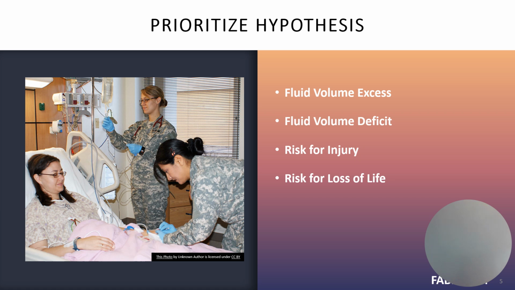So now we need to prioritize the hypothesis. We know these women are going to have fluid volume excess related to fluid retention, but they can also have fluid volume deficit related to bleeding because of that low platelet level. They're also at risk for injury related to the possibility of seizures secondary to cerebral vasospasm or edema or stroke, and liver damage. And then we have a risk of loss of life of mother and/or the fetus.